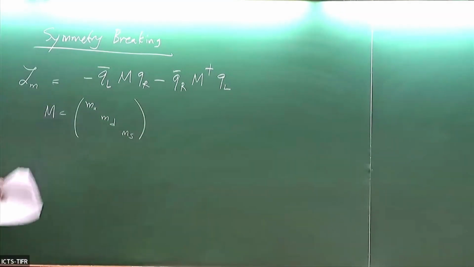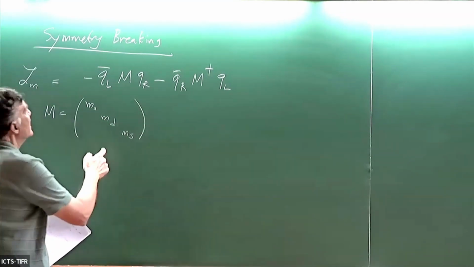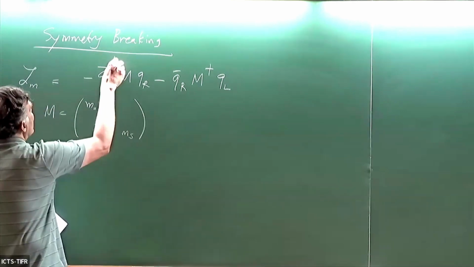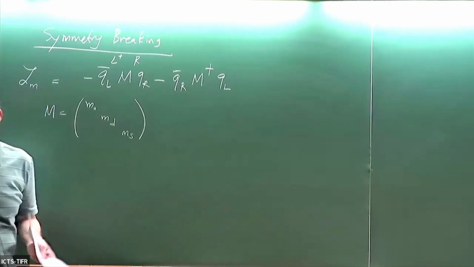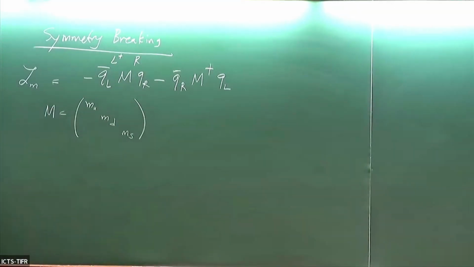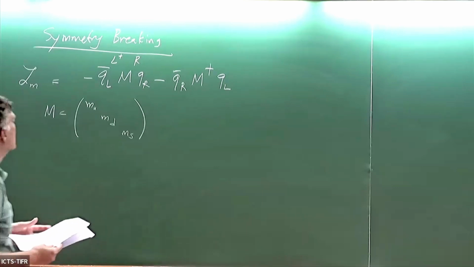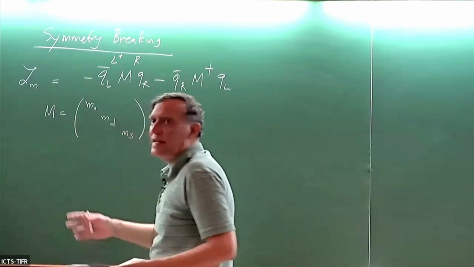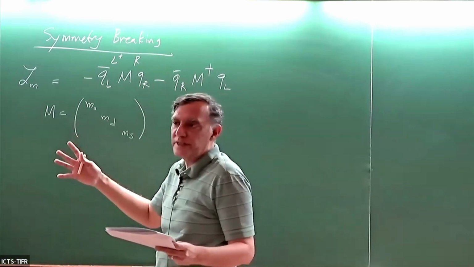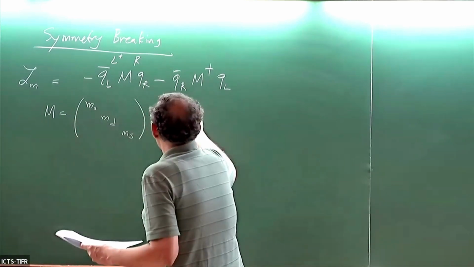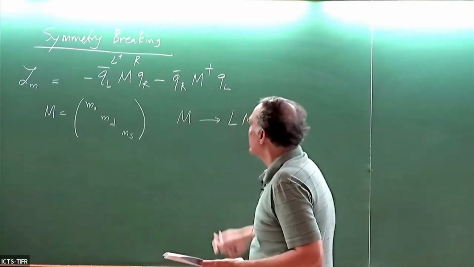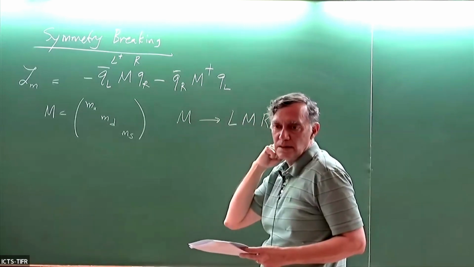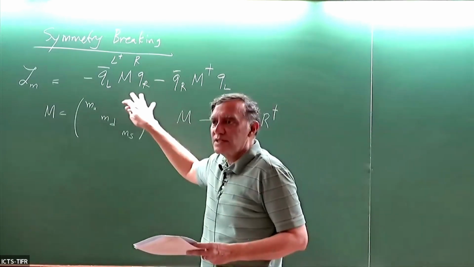Now this explicitly breaks the chiral symmetry, because if I made a transformation here, the q left would have an L dagger, the q right would have an R, and the L dagger and R don't cancel. So you've broken the symmetry. The standard way to handle symmetry breaking like this is what's called a spurion analysis, where you pretend that M is like a background field. It could even depend on x. You assume M transforms like L M R dagger. That's why I wrote the other thing as M dagger. If you do that, then this Lagrangian is chirally invariant.